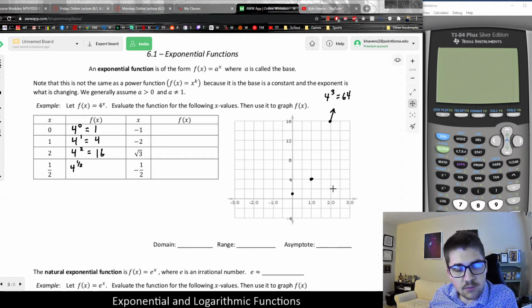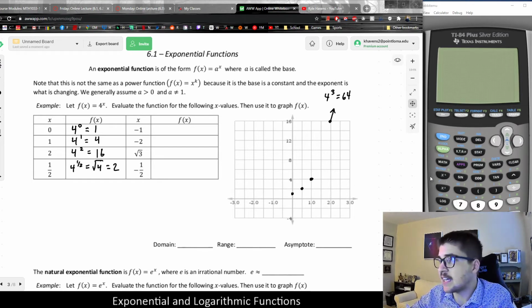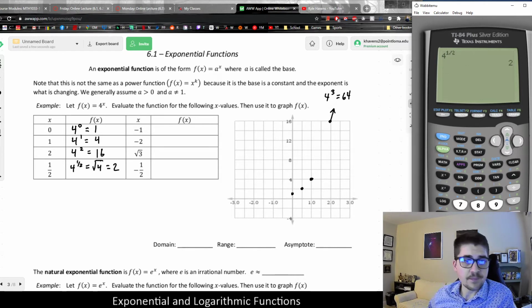And another thing, a review from intermediate algebra, is remember that a fractional exponent of 1/2 is equivalent to the square root of a number. So the square root of 4 would give us 2, which would be right here. So if I plug in 1/2, I would get 2. And if you're a little bit rusty on your exponents, like fractions and negatives and zeros, you can always use a calculator if you are unsure of what will happen.